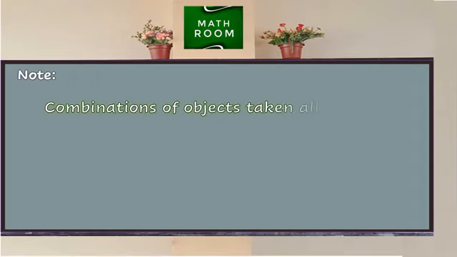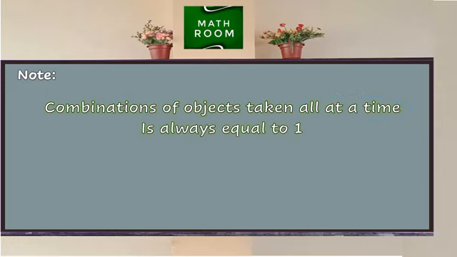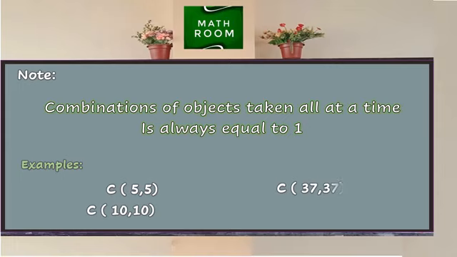I want you to remember that when it comes to combinations of objects taken all at a time, which means n is equal to r, it's always equal to 1. Meaning, combination of 5, 5, combination of 10, 10, combination of 37, 37, combination of 1000, 1000 are all equal to 1.